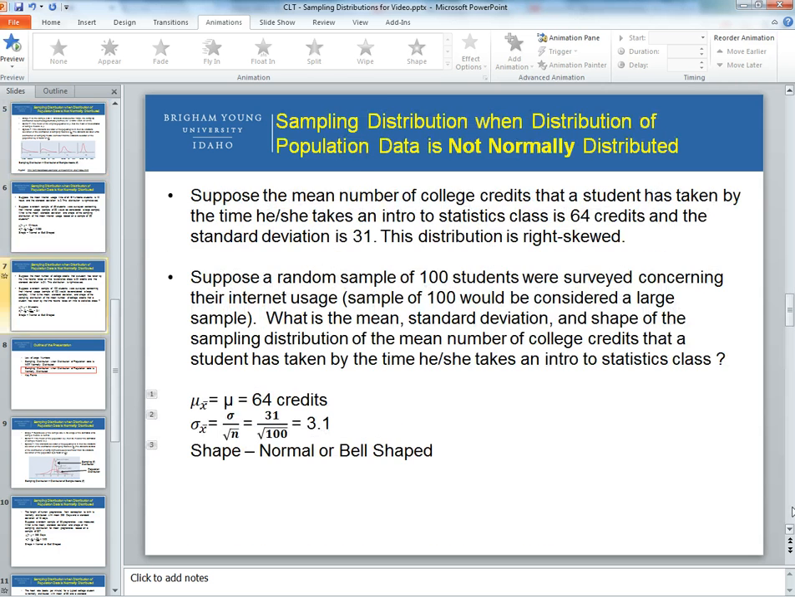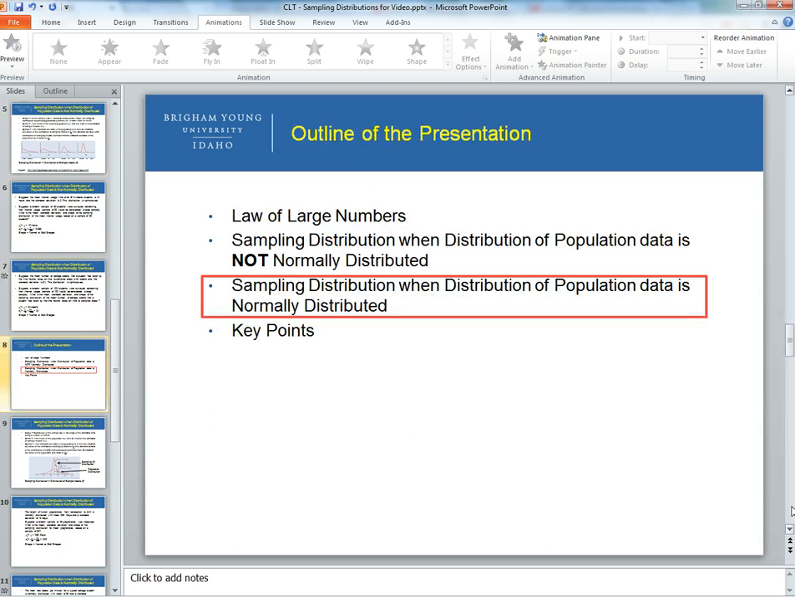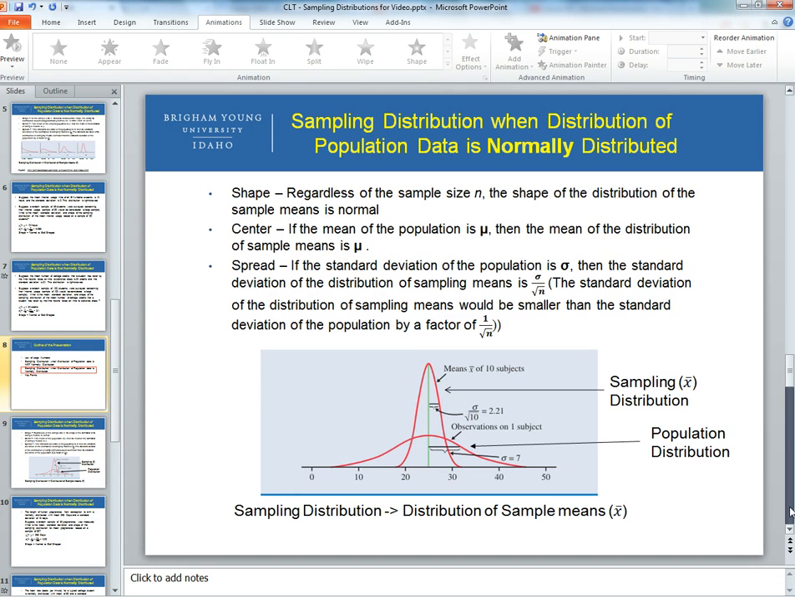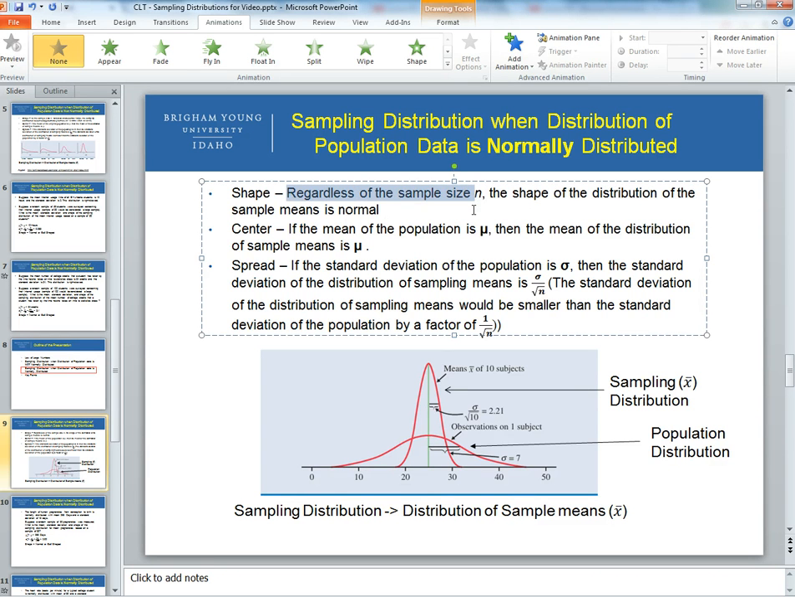Okay. Now, the next thing I'd like to cover is sampling distributions where the distribution of population data is normally distributed. So now let's talk about shape, center, and spread again of a sampling distribution. Given the fact that the original data is normally distributed, regardless of the sample size, the shape of the distribution of sample means is still going to be normal.